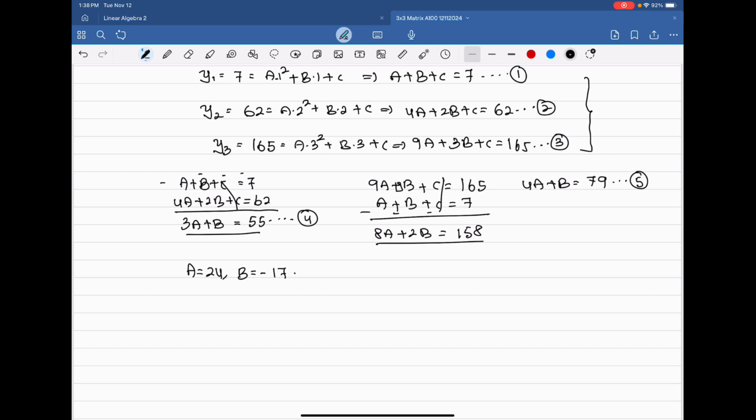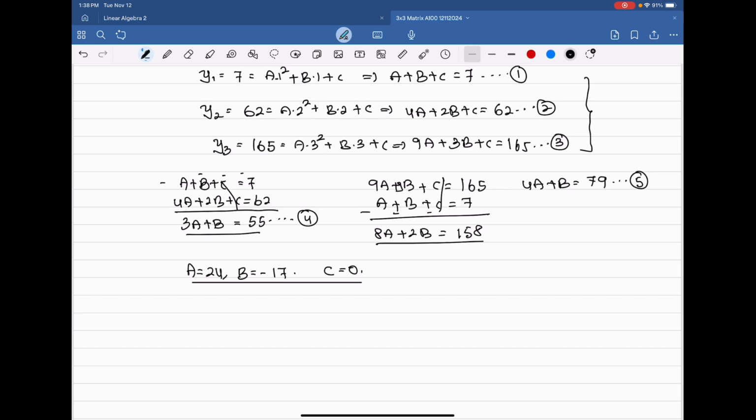These things, they take few seconds only. They are not very big equations, very simple equations. Then what will be the value of c? If you put it in the first, c will be 0. a plus b is 24 minus 17 is 7. 7 plus c is equal to 7, that is c is equal to 0. That means this is the solution for the above three simultaneous equations.